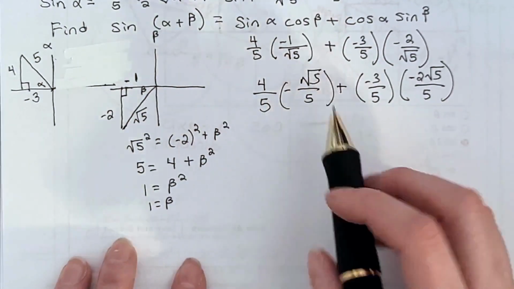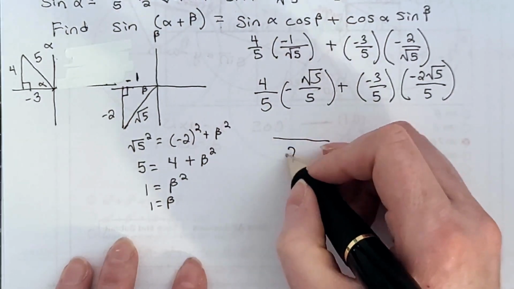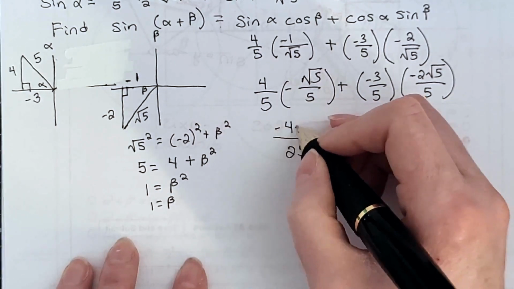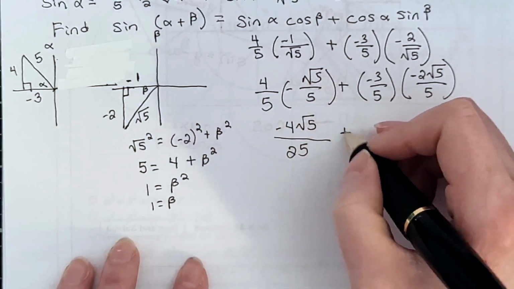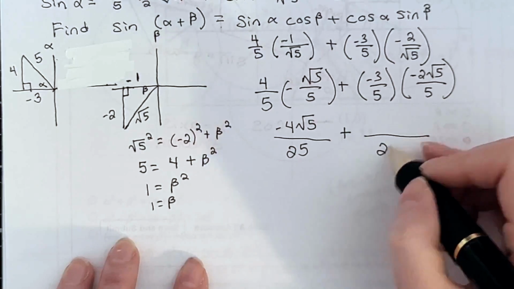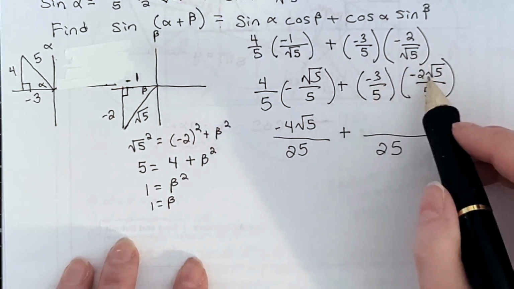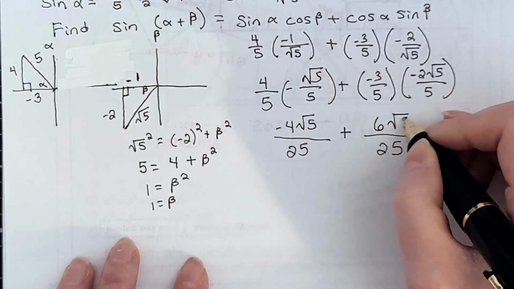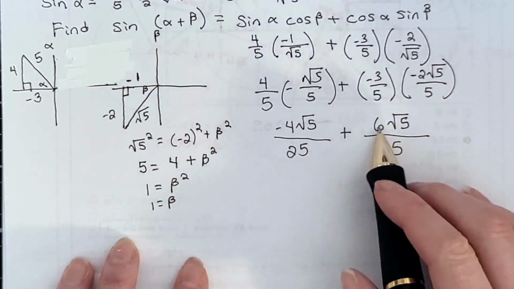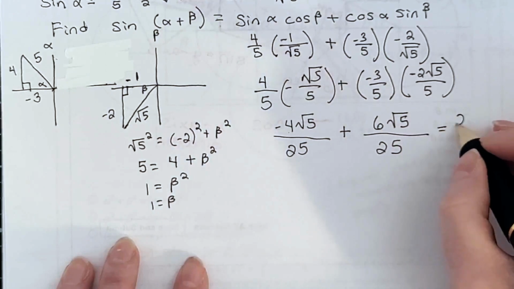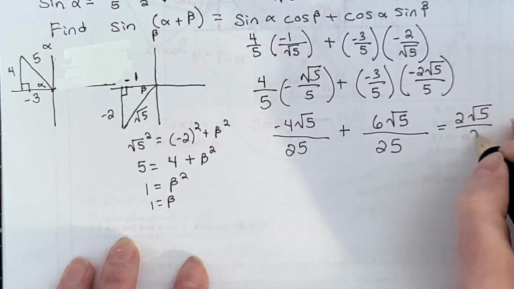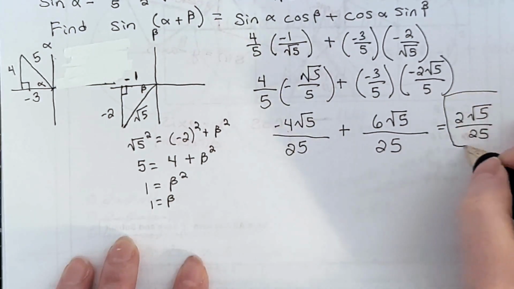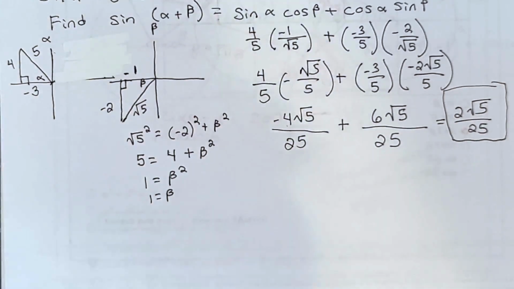All right, 5 times 5 is 25 on the bottom. Negative 4 square root 5 on the top. 25 on the bottom. 3 times your 2 would be 6 square root 5. 6 minus 4 would be 2 square root 5 over 25. And that would be the one that you would be picking as your answer choice.